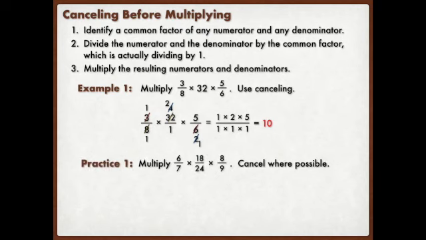Okay, let's take a look at this one. Cancel where possible. Okay, if I look at some of these, I know 6 can go into 24. I know 8 can go into 24. 18 and 9 can go into each other.